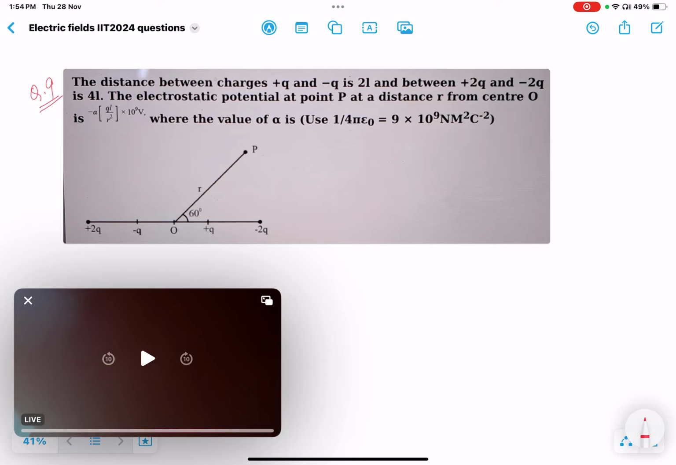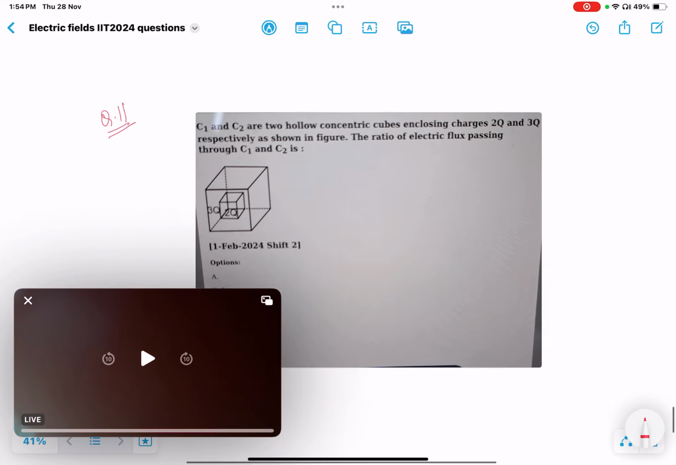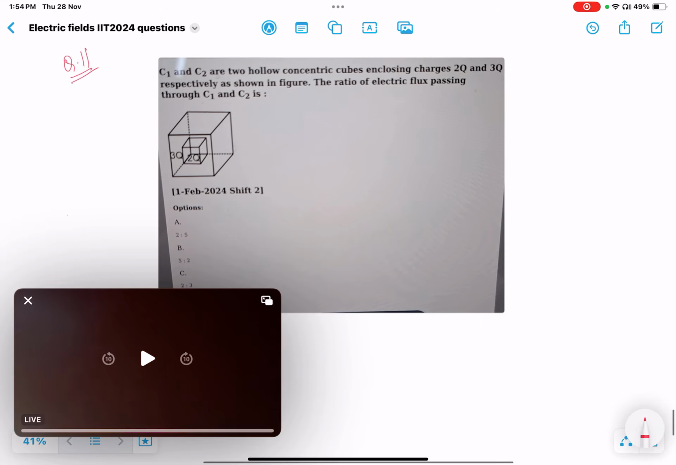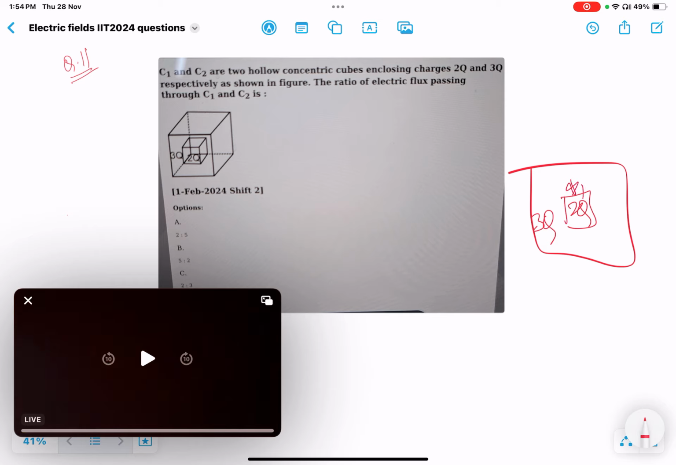So some more examples are there. You see, this is the problem and this is the problem. So many examples are there. Last example, you see the 11th question. A smaller cube is there and a larger cube is there. In the smaller cube, 2Q charge is there. In the larger cube, 3Q charge is there. So this is Q1 here, this is Q2 here.